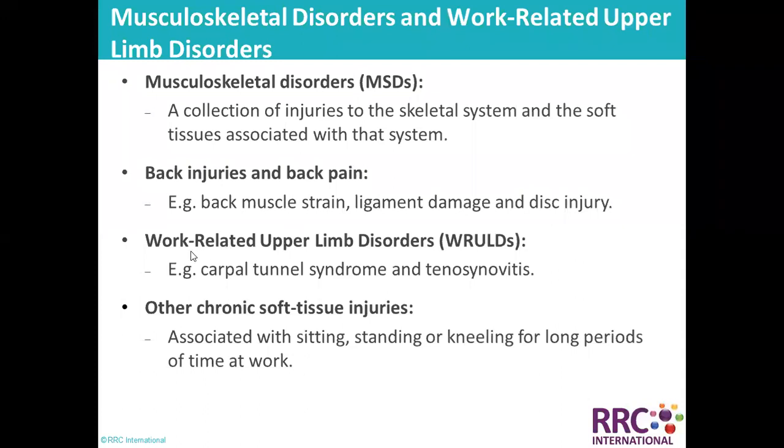And let me mention again, because of COVID-19 and digitalization, people are mostly attached to laptops or mobiles, sitting in the office, and there is so much seated work now. In that scenario, we have to be more careful, especially about back muscle strains, ligament damage and disc injury also. Work-related upper limb disorders also include carpal tunnel syndrome and tenosynovitis. So we have to be very careful about this particular area. Nobody wants to damage himself.